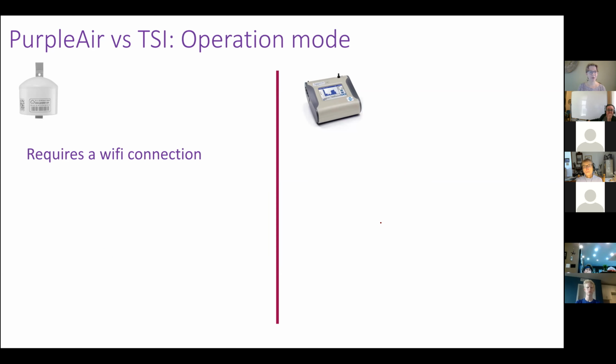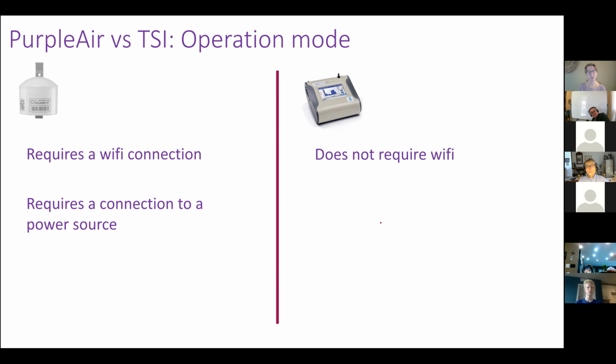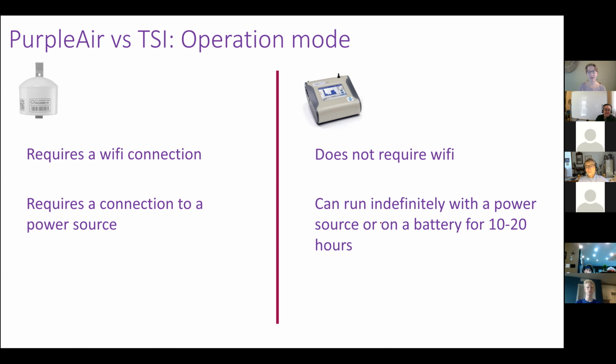In operation mode, the PurpleAir sensor requires a Wi-Fi connection, and it requires a connection to a power source. So this means that this will limit where we can put a PurpleAir sensor. In comparison, the TSI sensor does not require Wi-Fi, and it can run indefinitely with the power source or on a battery for 10 to 20 hours. And this is great because it means that we can just put the TSI sensor out into a field. We don't need to have an outlet, we don't need to have Wi-Fi, and it can do its thing.